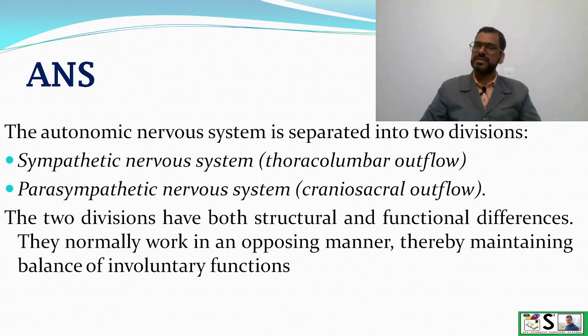The autonomic nervous system is separated into two divisions. These are sympathetic nervous system, also known as thoracolumbar outflow, and parasympathetic nervous system, known as craniosacral outflow. The two divisions have both structural and functional differences. They normally work in an opposing manner, thereby maintaining a balance of involuntary functions.